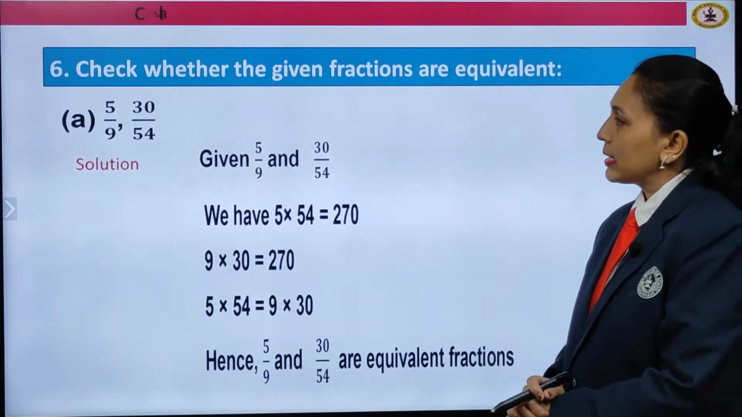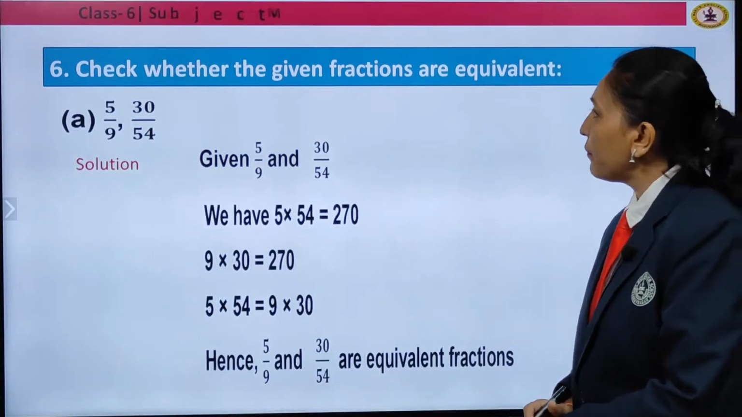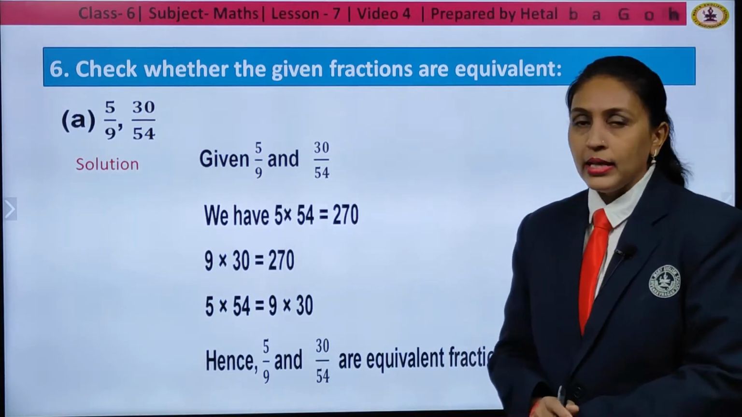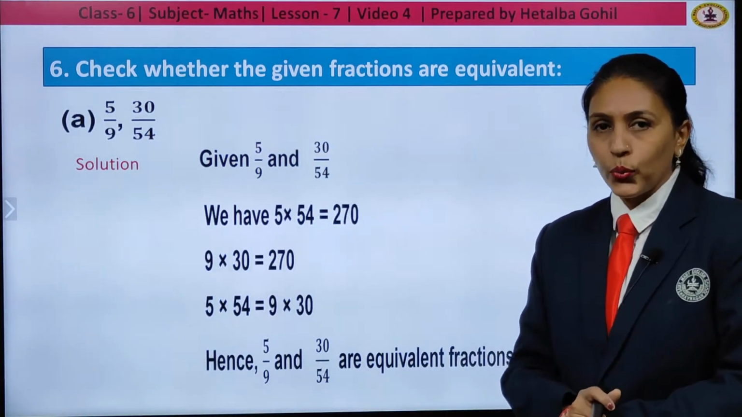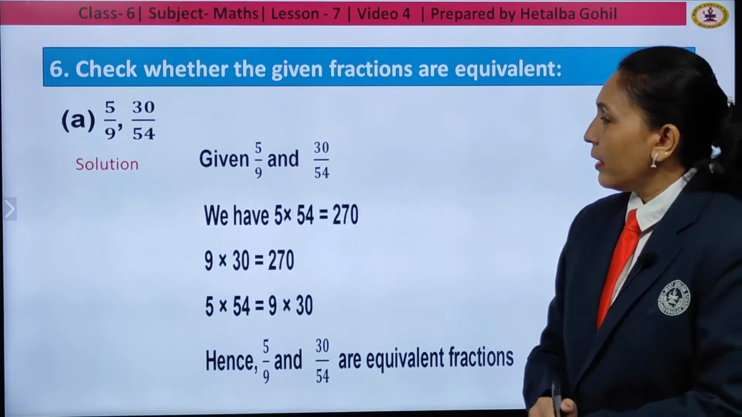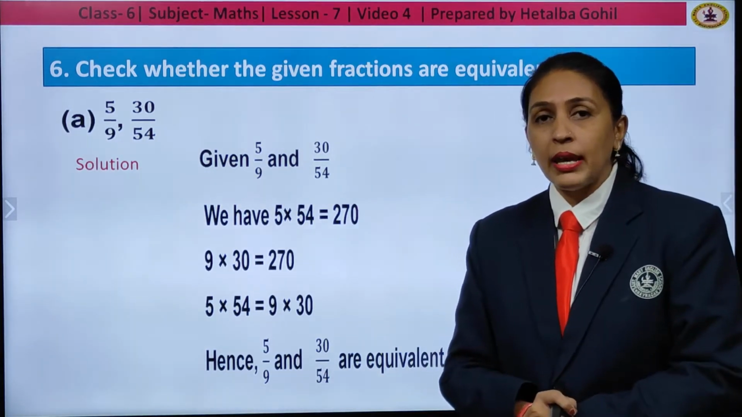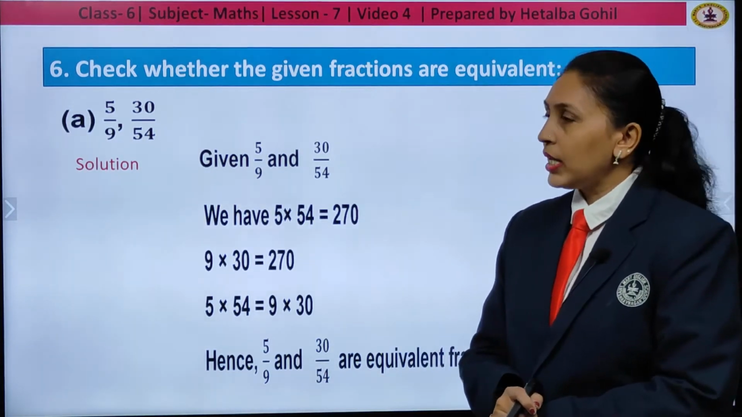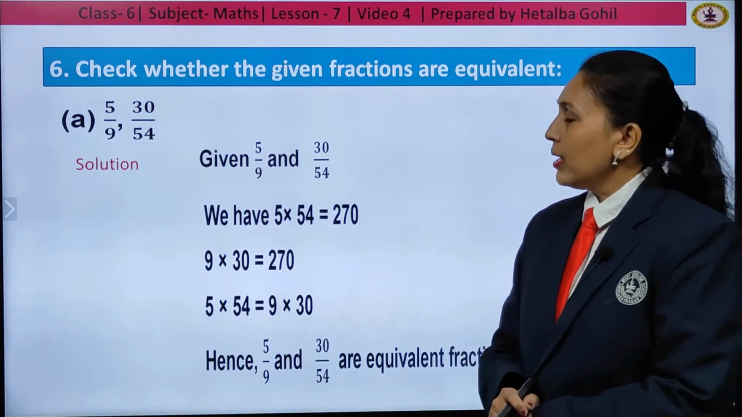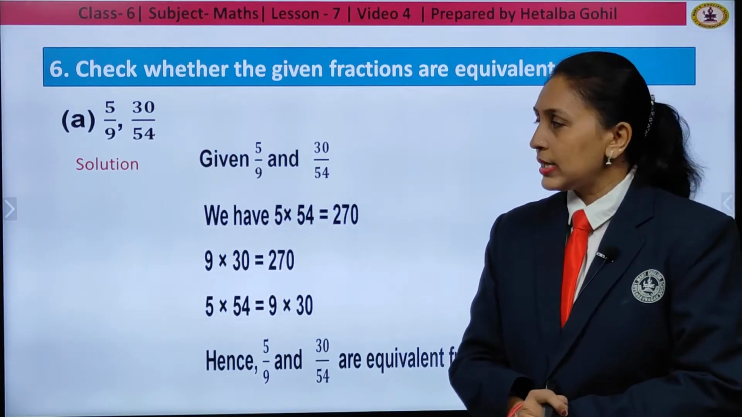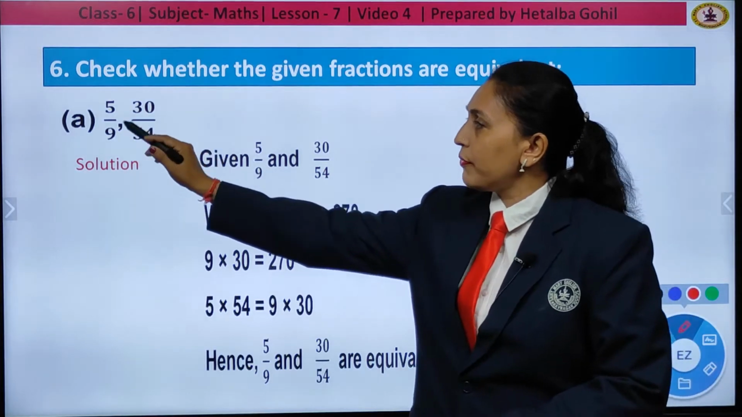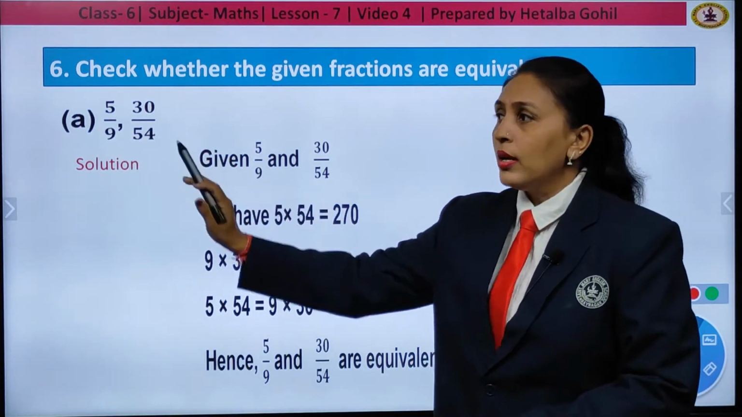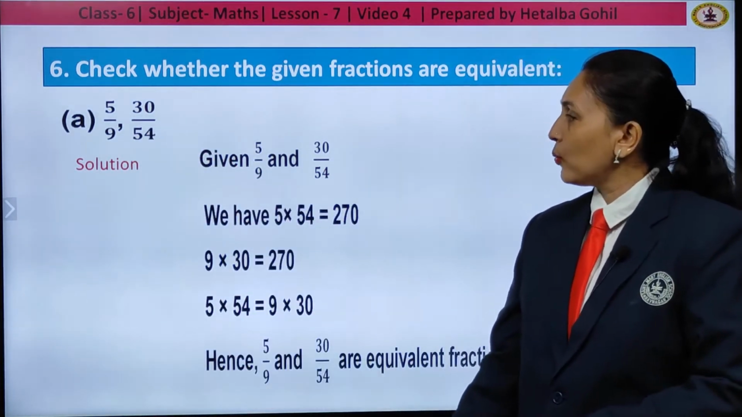Question number 6. Check whether the given fractions are equivalent. Children, here two fractions are given to us. We have to check whether both of them have the same fractional value. That means they are equivalent to one another. So what is the method to solve this? Now you can see the question, 5 upon 9 and 30 upon 54 is given to us.